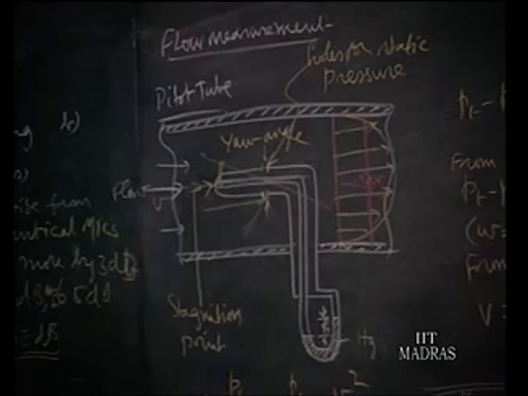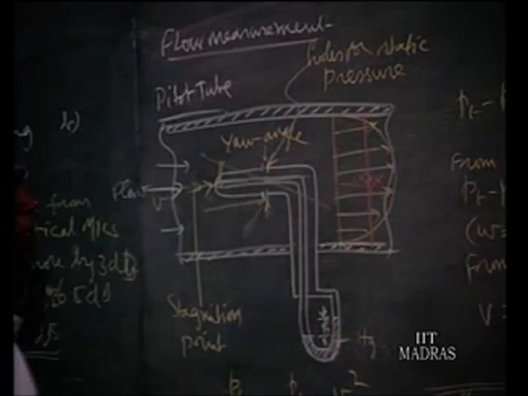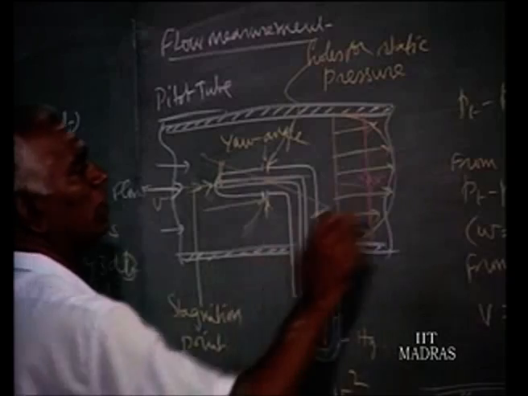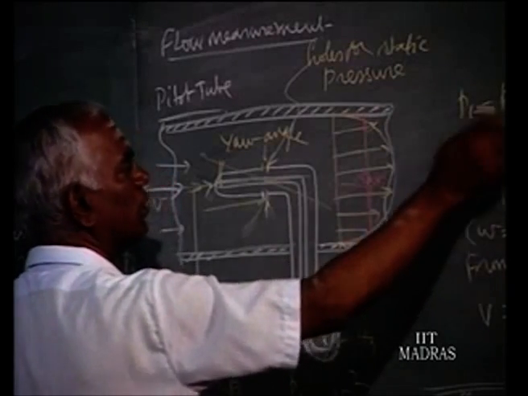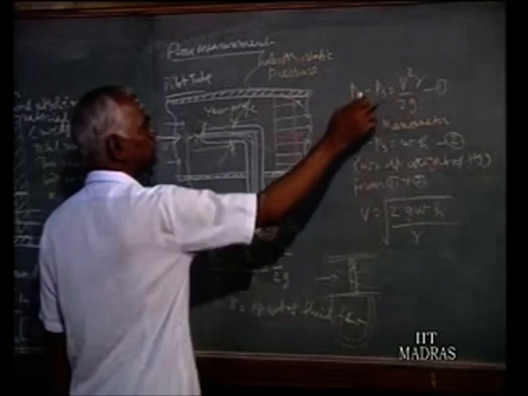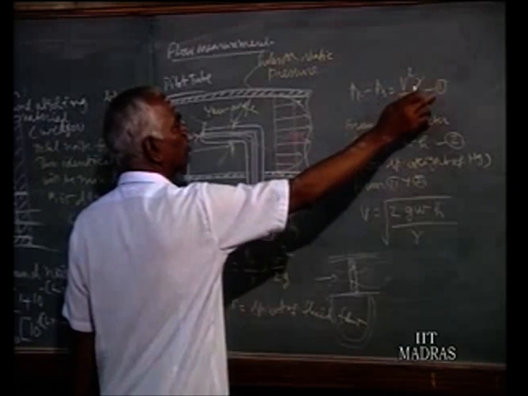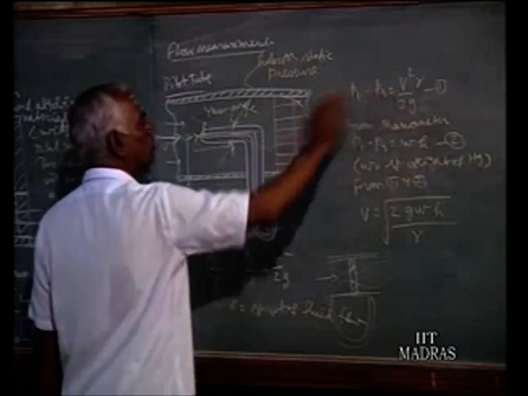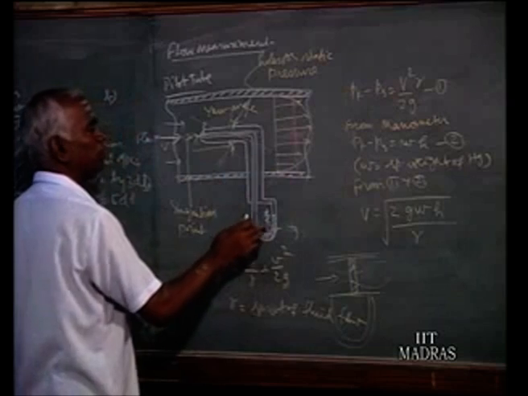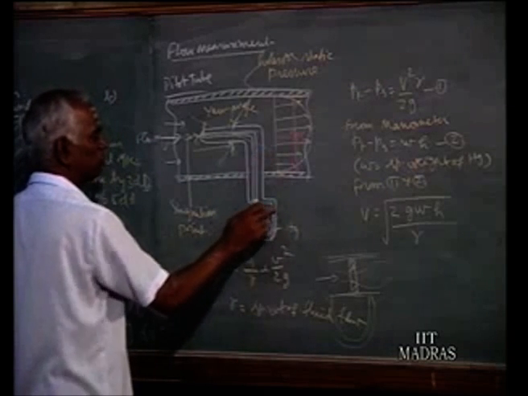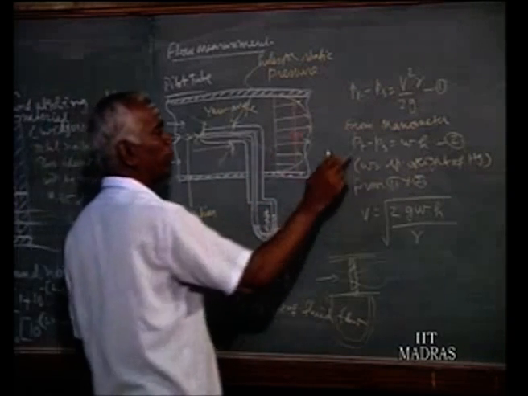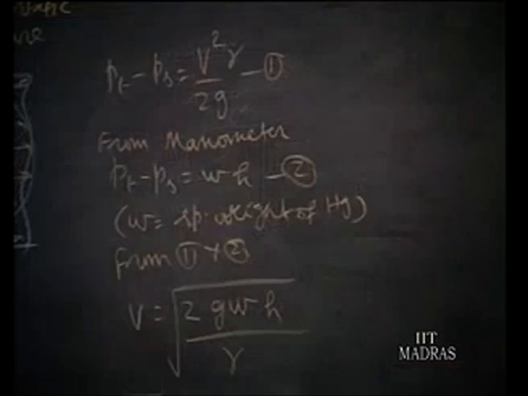The difference between these two, the static pressure and this, will give you V squared over 2g, that is, Pt minus Ps by gamma gives this V squared over 2g on this side. And now the pressure difference in these two limbs is also given by Pt minus Ps equal to W into H, where W is the specific weight of the mercury.